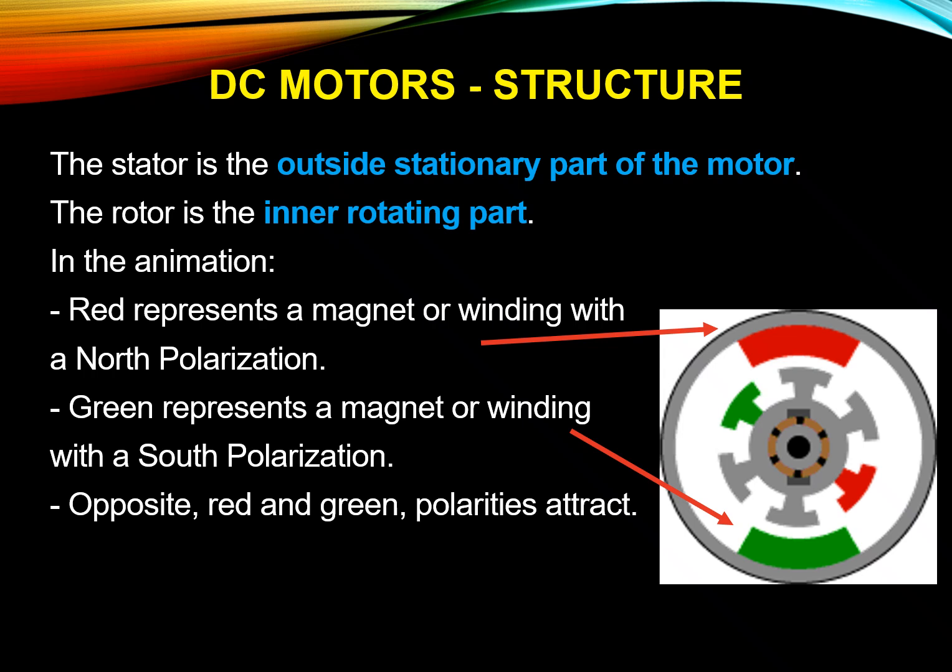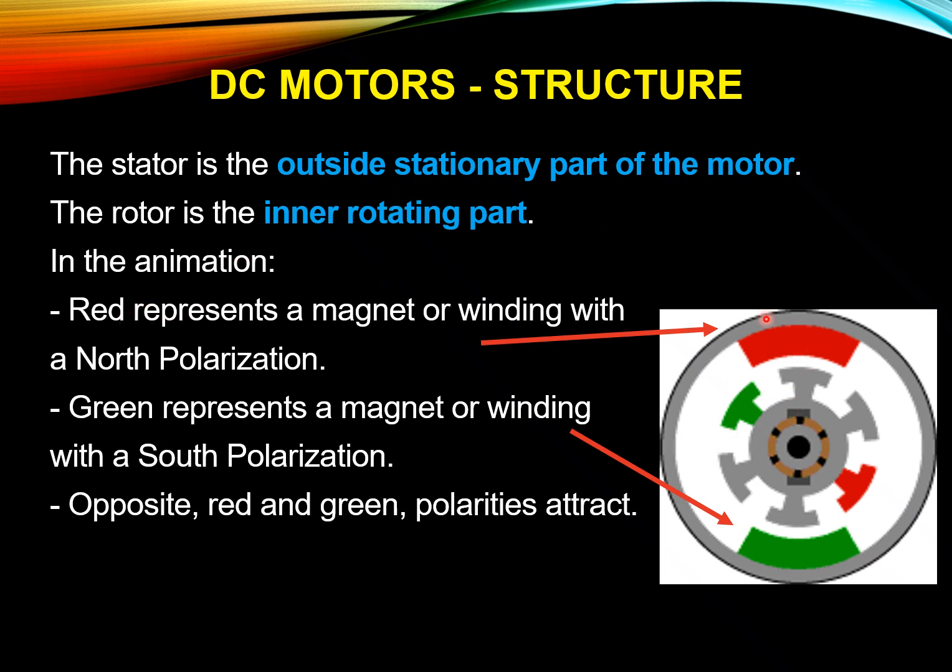Before we start, we will try to compare with the DC motor that we have studied before this. In a DC motor, we know the structure will have two parts. The first part is the stator, which is the stationary part, usually the outside of the motor, and we have the rotor, which is the inner rotating part. The rotor is actually what rotates in the DC motor.